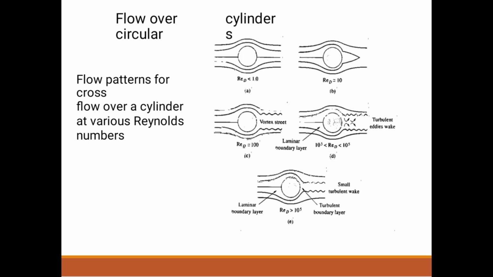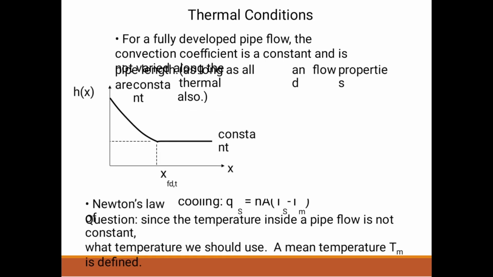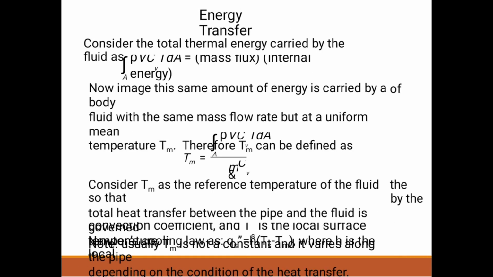Flow over a circular cylinder. The flow patterns from cross flow over cylinders at various Reynolds numbers. This is an internal flow, and it is heat transfer. Consider the total thermal energy carried by the fluid. Now imagine the same amount of energy is carried by a fluid with the same mass flow rate but a uniform mean temperature, that is Tm.